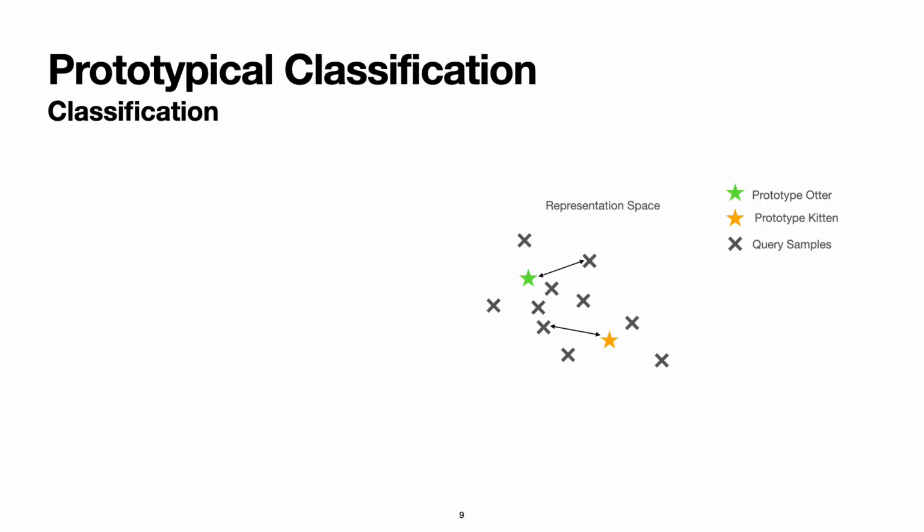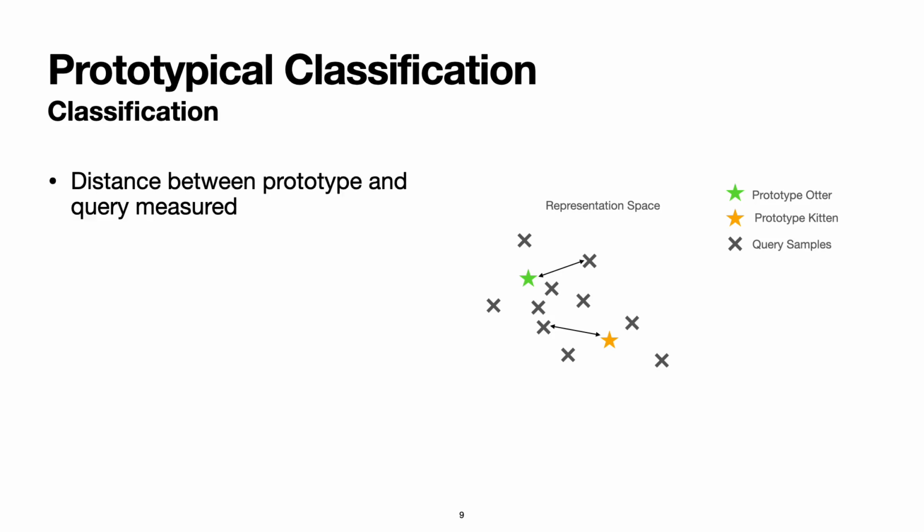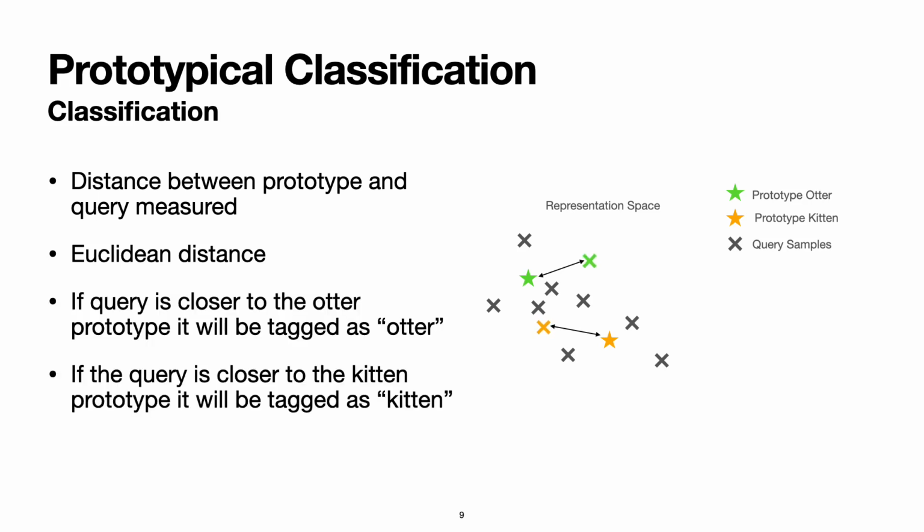For our classification during the fine-tuning phase, we make use of the prototypical classifier, where the distance between a prototype and a query is measured. A prototype is an average representation of a class. We use the Euclidean distance to measure the distance between the query and the prototype and assign classes based on the distance.